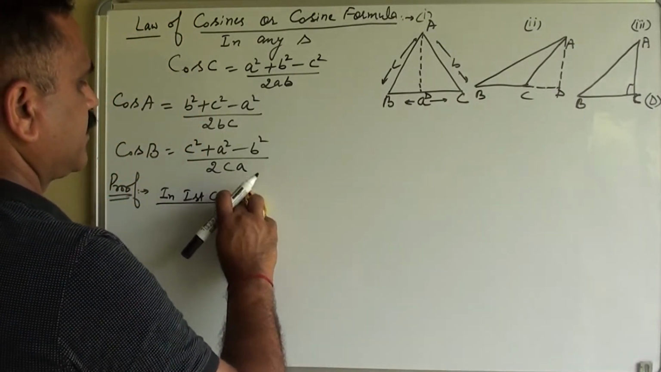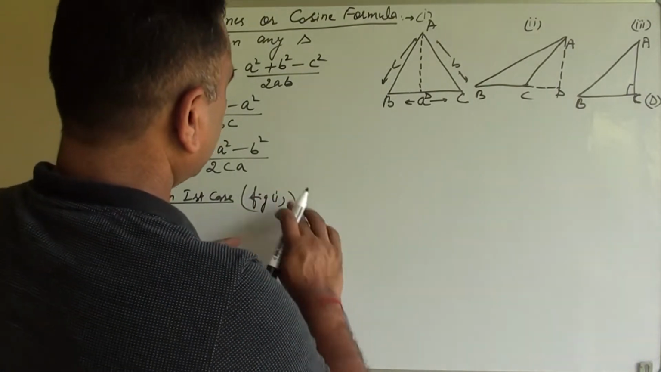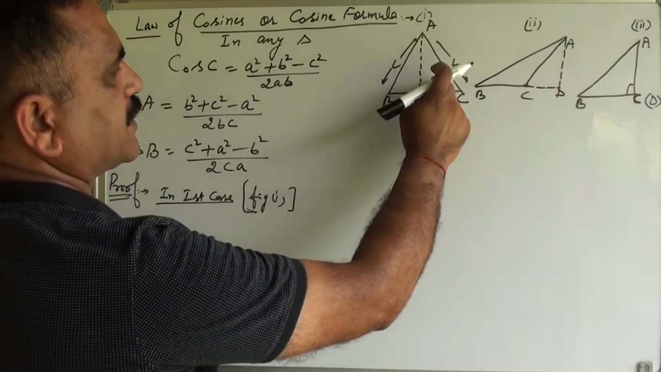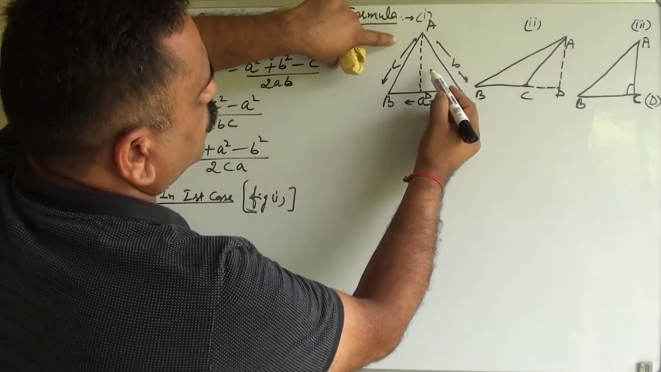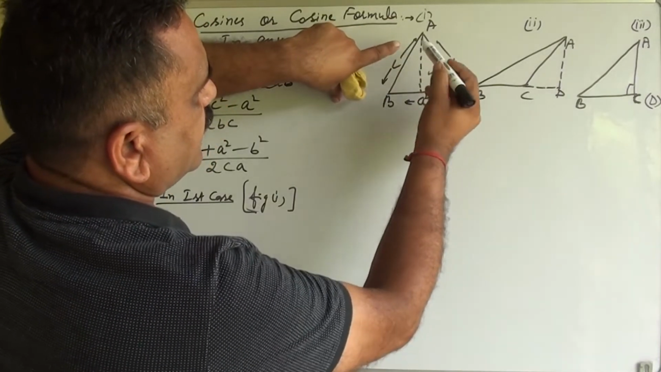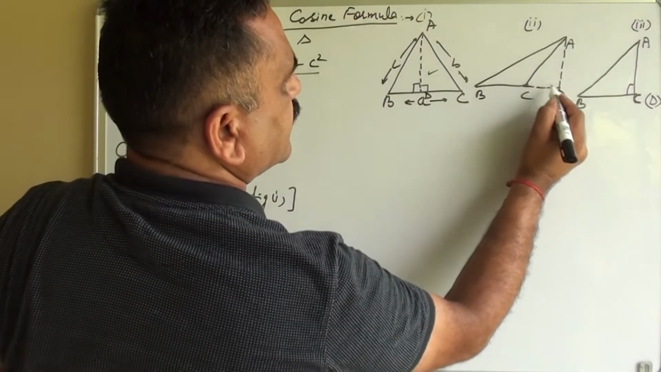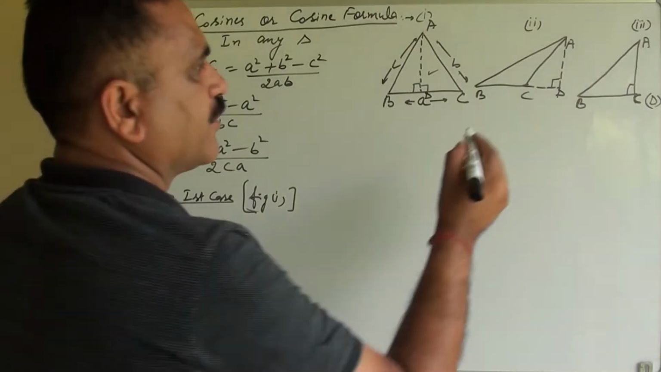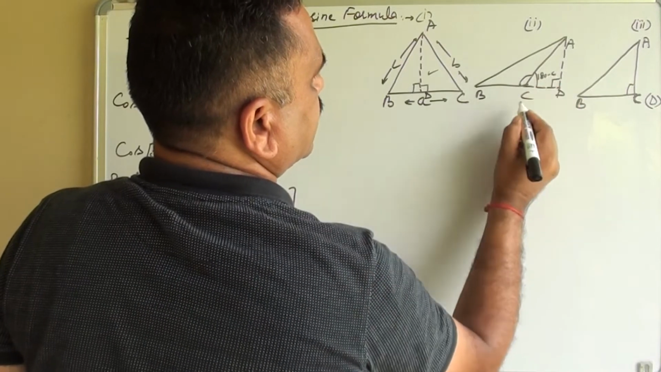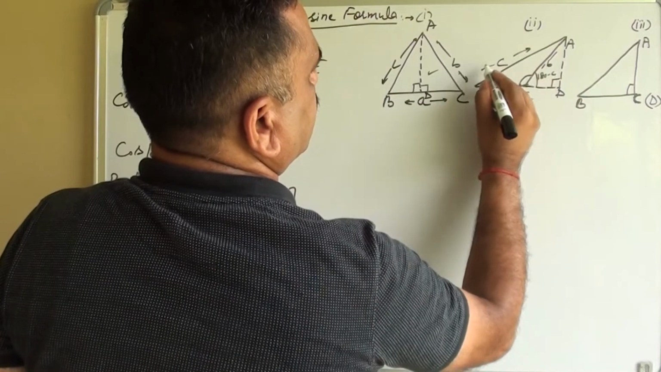In first case, figure 1, what we have to do? First case we have to consider these two triangles. One is this, that is ADC, and other is ABD. This is 90, this is 90, this is 90. ये क्लियर हो गया. ये एंगल C है, तो ये एंगल कितना हो गया? 180 minus C. This side is A, this is B, this is C.